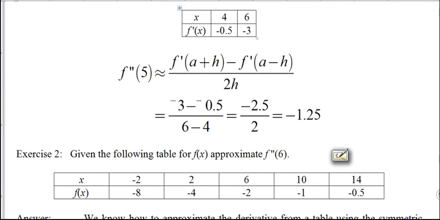Okay, so you use this technique on the next one. Approximate f double prime at 6 from this table using the technique that we just did. When you finish, come back and check your answer. Press pause now.